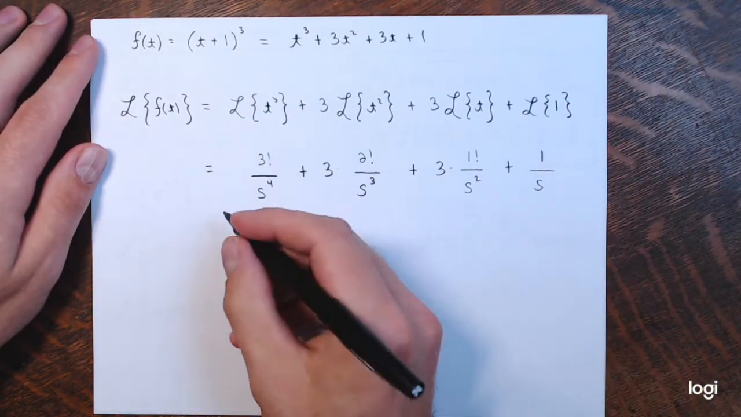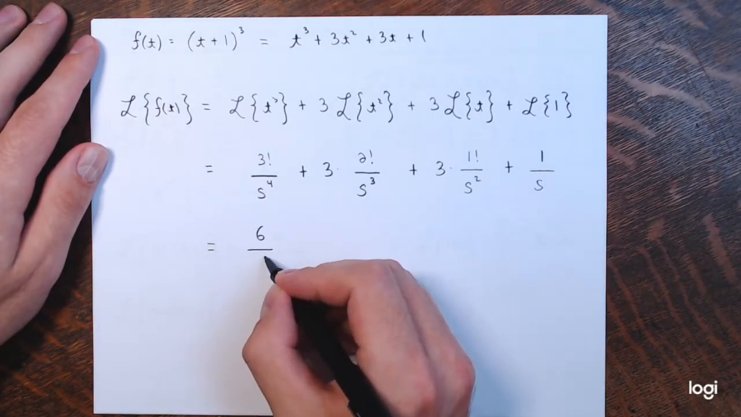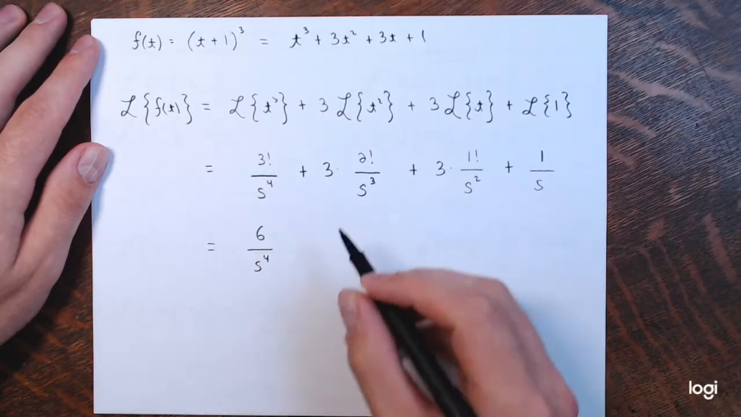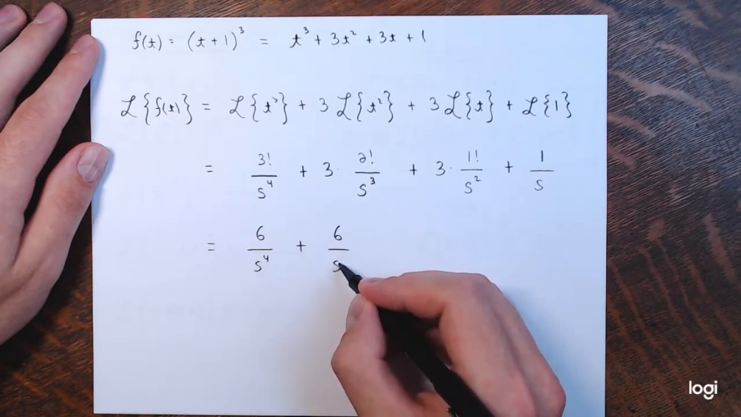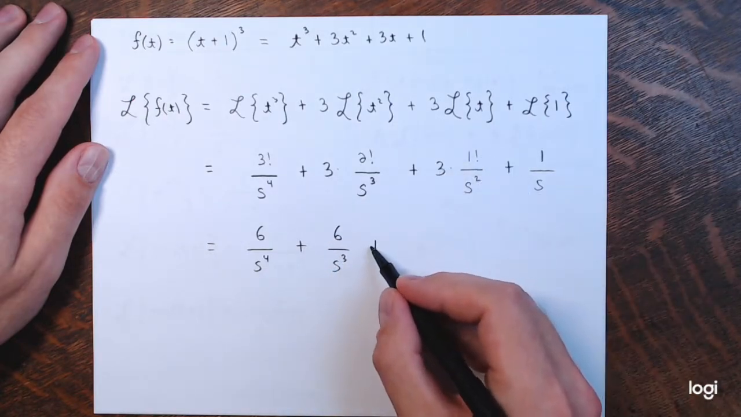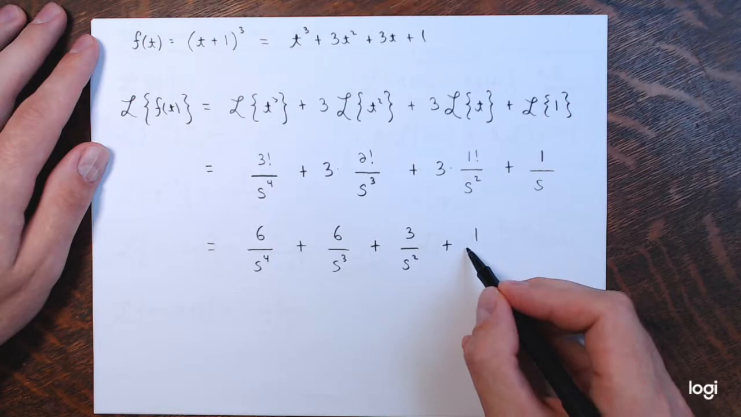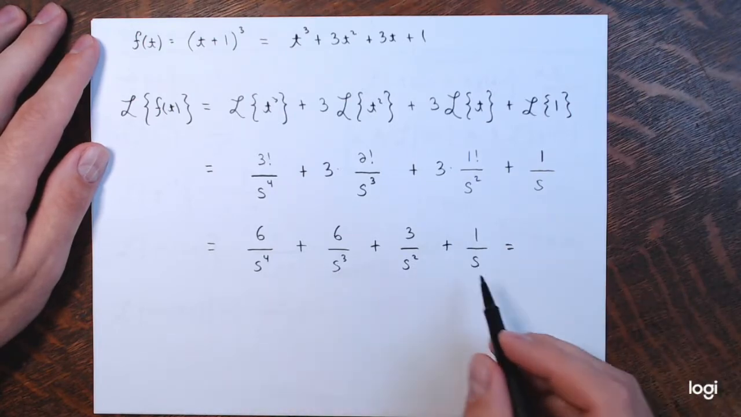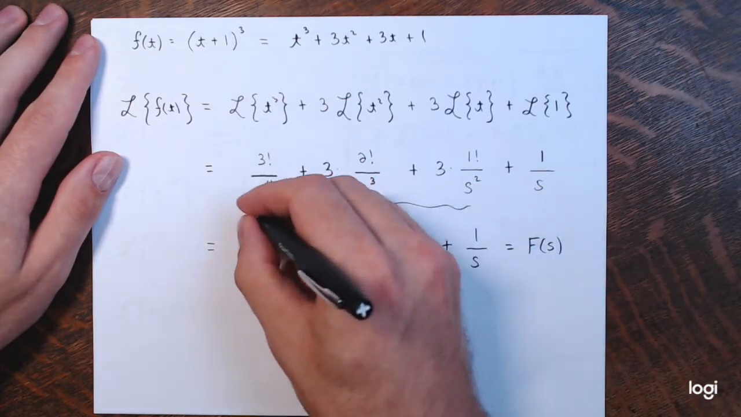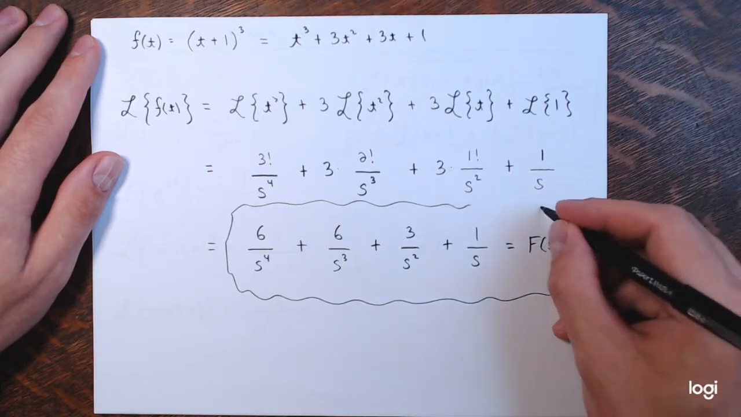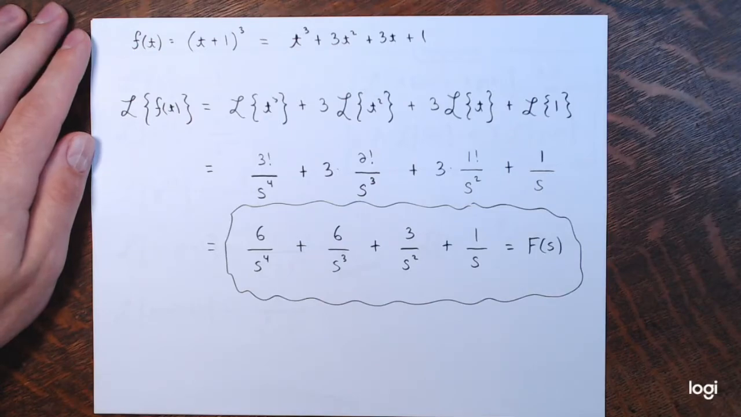Alright, we simplify a bit. So this is 6 over s to the 4th. That's 2 times 3, that's another 6 over s cubed plus 3 over s squared, then plus 1 over s. And this is totally fine. I have a function completely dependent on s now. There's the Laplace transform of our original function. Totally fine to leave it that way. Now if you want to get a common denominator, be my guest, but I'm not going to do that here.